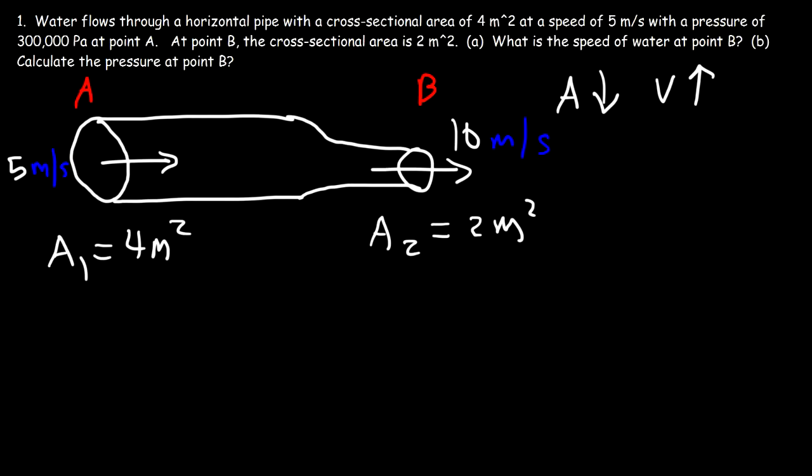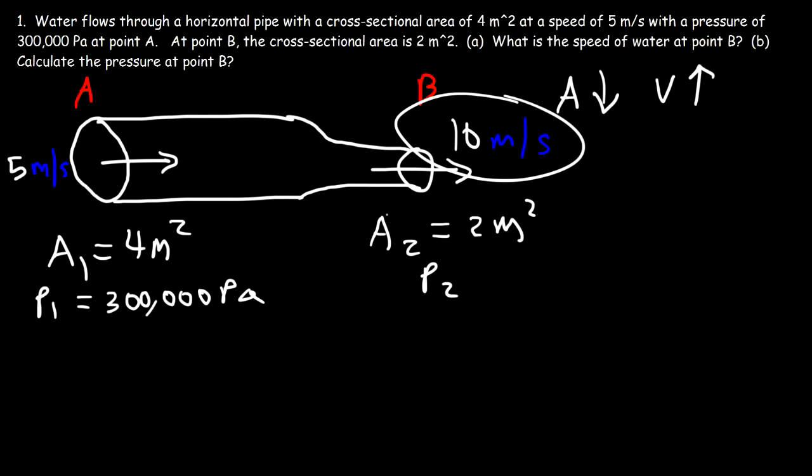So now let's move on to part B. Calculate the pressure at point B. So P1 is 300,000 pascals. We need to calculate the pressure at point B. So will the pressure be higher or lower? So one aspect of Bernoulli's principle is that the pressure is high when the speed is low, and the pressure is low when the speed is high. So because the fluid is moving faster at point B, the pressure has to be lower.